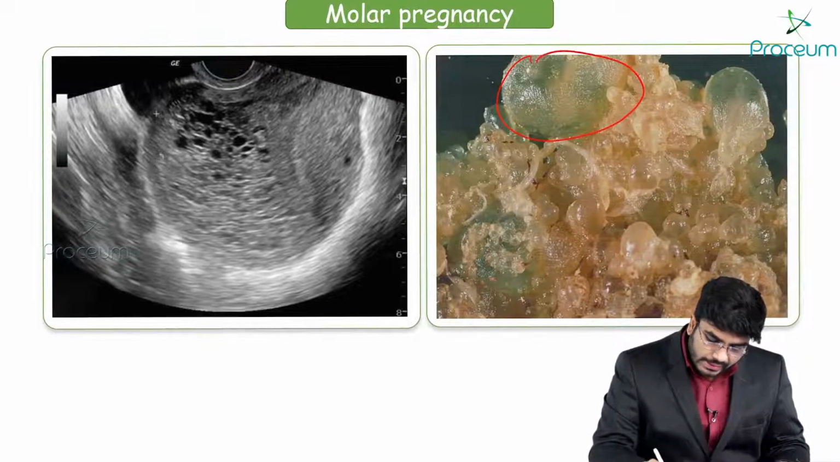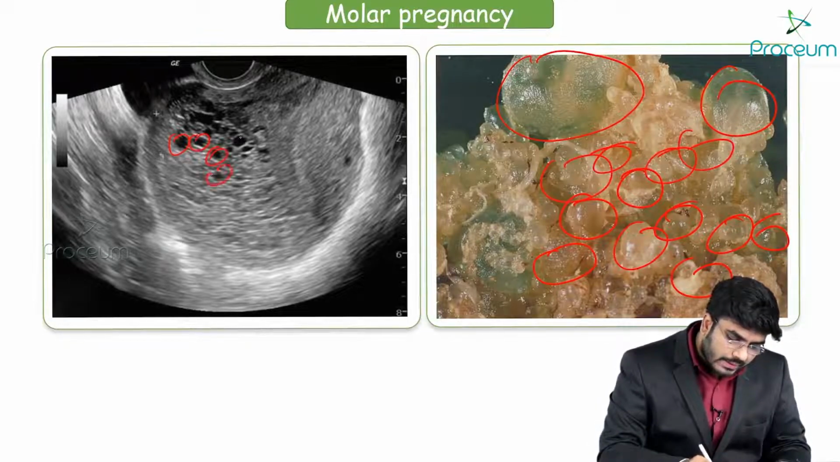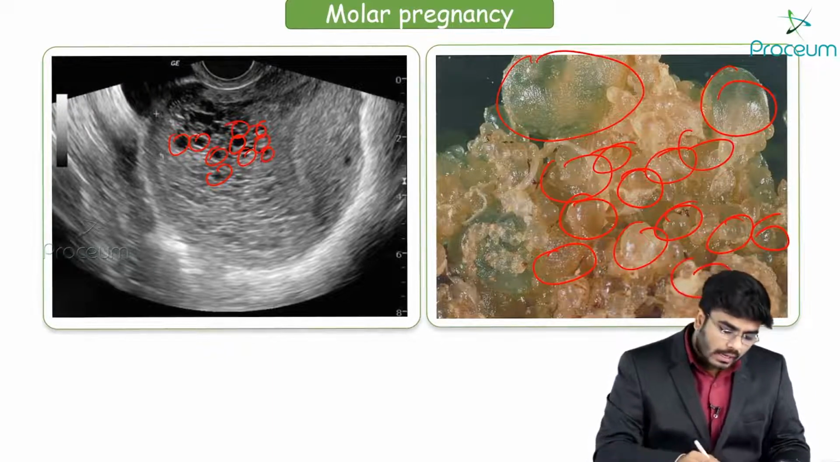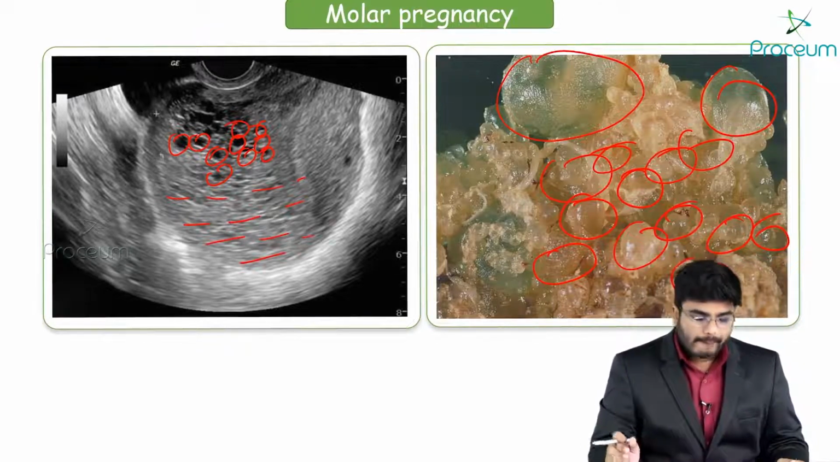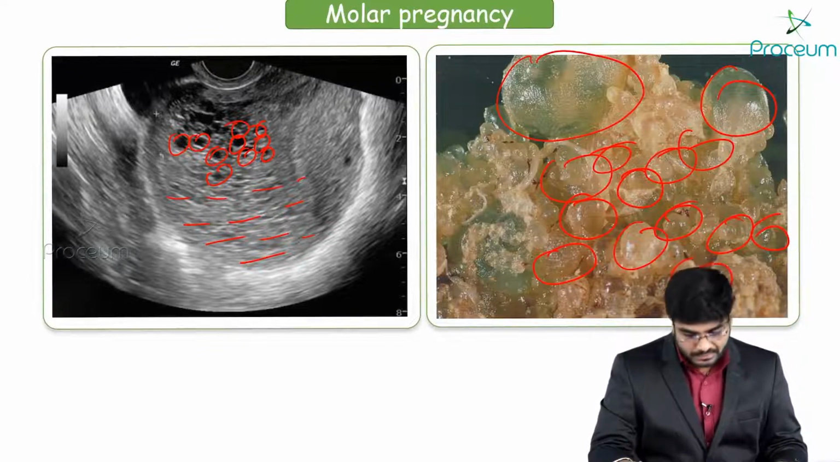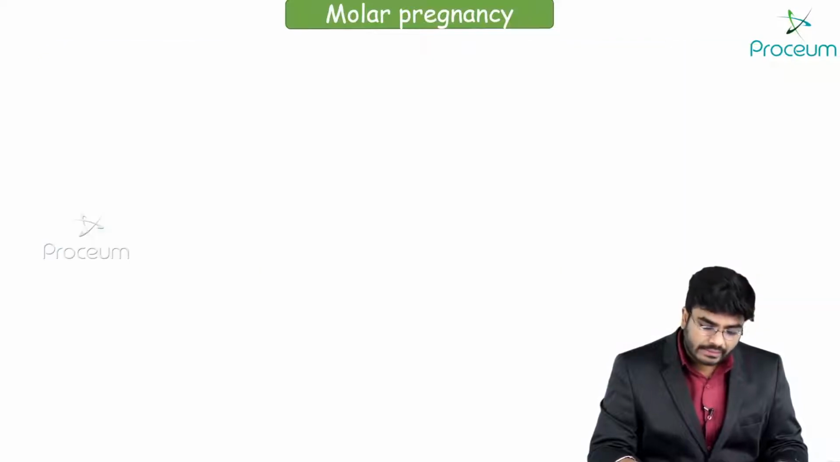Okay, now let's see how the snowstorming appearance looks like. See, these are the grape-like vesicles, trophoblastic tissue which is abnormally proliferated in complete mole. So it will look like a snowstorming appearance or honeycombing appearance on transvaginal ultrasonography. If you do TVS, snowstorming or honeycombing appearance will be seen in complete mole. Complete mole is also known as hydatidiform mole. I want you to know that.